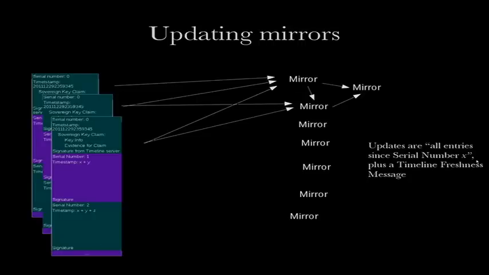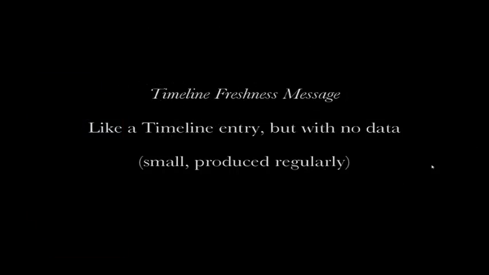And the updates are of the form, give me all the entries since number N, or number X, and then you also get this thing called a timeline freshness message, which is a bit like one of the entries in the timeline, except it has no data in it, which makes it really small, and then it's produced pretty regularly, like maybe once a minute or more often.